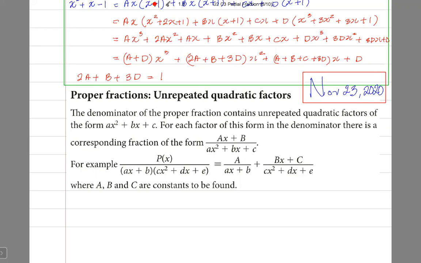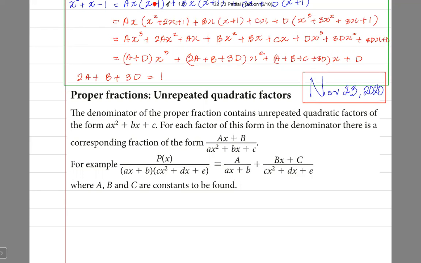All right, and so right now we're at what? Proper fractions, unrepeated quadratic factors. It says the denominator of the proper fraction contains unrepeated quadratic factors of the form ax squared plus bx plus c. For each factor of this form in the denominator, there's a corresponding fraction of the form ax plus b over ax squared plus bx plus c.